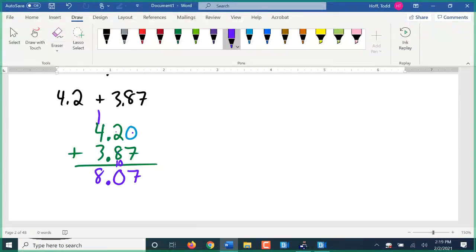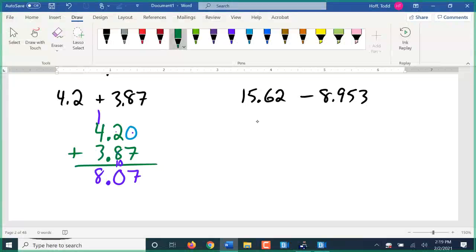I'm not going to spend a lot of time dwelling on addition. Let's jump to subtraction. We have something like 15.62 minus 8.953. Let's do that.